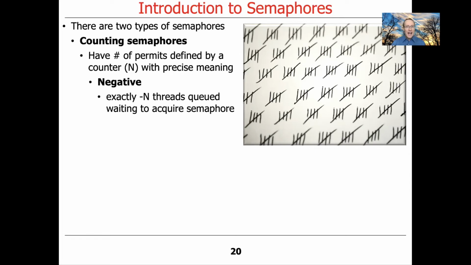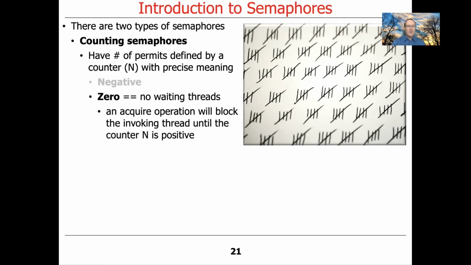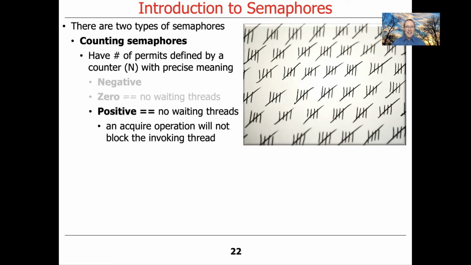If the current count is negative, that means that many threads are queued up waiting to acquire the semaphore because it's already been used. It's like there are no more bottles of wine, so you have to wait, and that keeps track of how many waiters there are. If the count of the semaphore is zero, it means there's nobody waiting, but an acquire operation is going to block until the count becomes positive. The third state is a positive number, which means that not only are there no waiting threads, but if someone wants to acquire the semaphore, they won't block because they'll simply atomically decrement it by one.